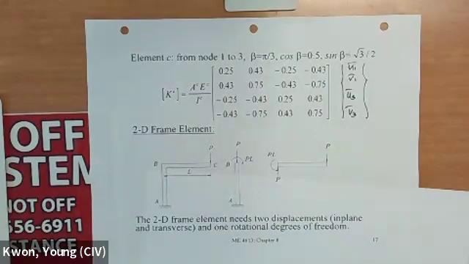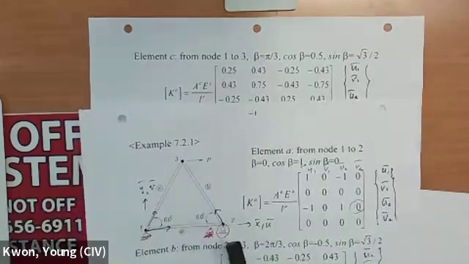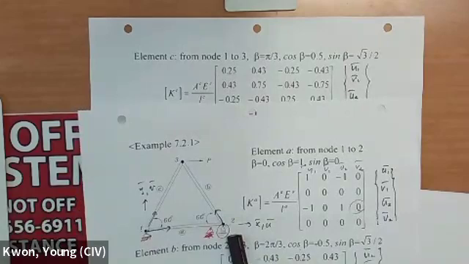Then assemble the three matrices together and you get the global system matrix. The size of the system matrix is going to be 6 by 6, because you have 3 nodes and each node has 2 degrees of freedom.